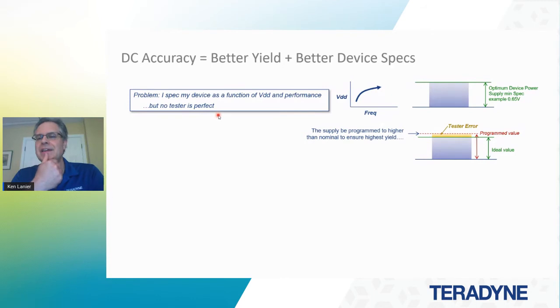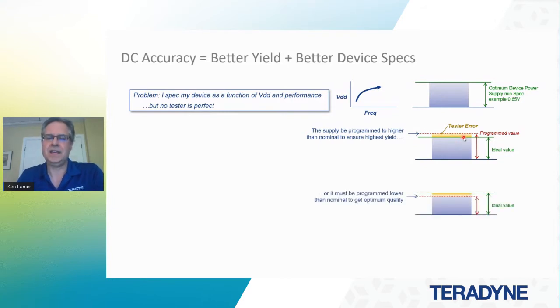So if your power supply in the tester is off by a little bit, there's two things you can do. First, you can set the power supply a little bit higher. And when you do that, you're going to get really good yield, because if the power supply is at its minimum level, the device will still pass. Now, the other thing you can do is set the power supply to the nominal voltage and expect that it's actually going to end up being at a lower voltage, potentially, on some testers. If you do that, then you can sell the device and say, hey, it works at the nominal voltage.